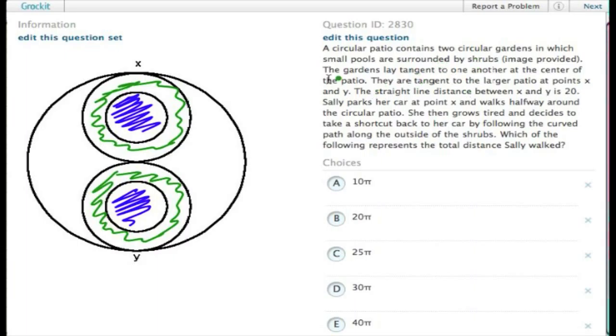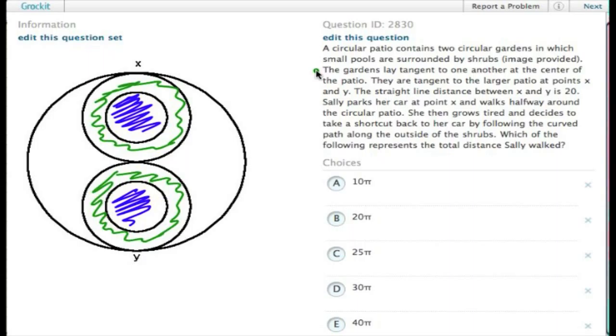Okay. The gardens lay tangent to one another at the center of the patio. They are tangent to the larger patio at points X and Y. Tangent just means they touch at one point. The straight line distance between X and Y is 20.